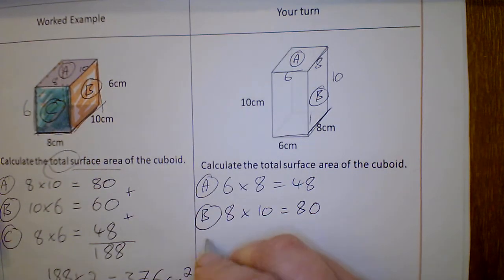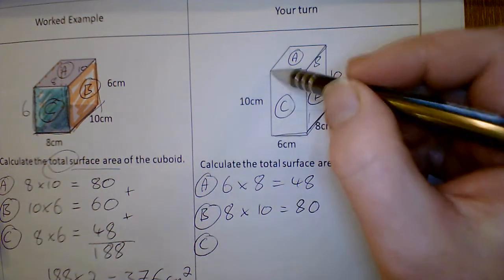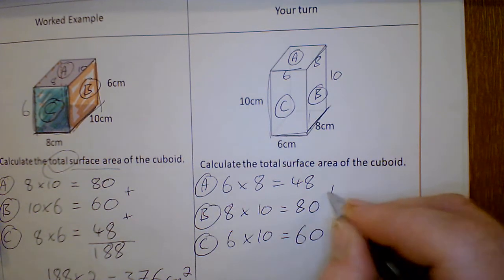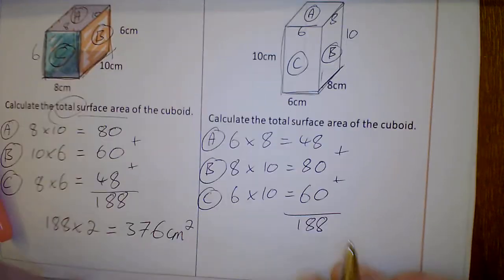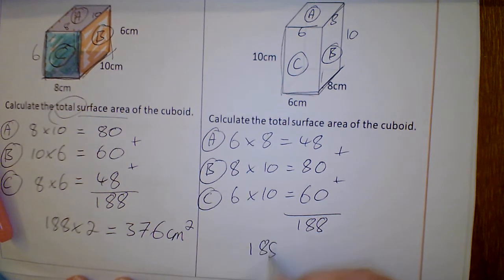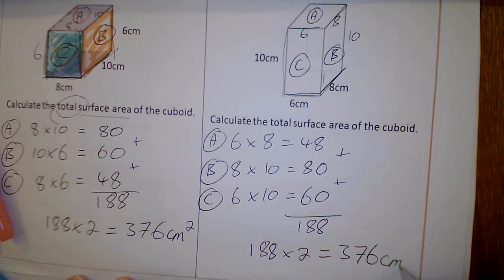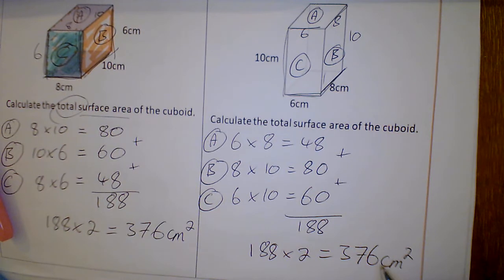And finally, I said front, which is 6 by 10, which is 60. Then add them up, you get 188. Double it, you get 376 centimetres squared. Now the more astute amongst you will have noticed that this is just the same as that cuboid, but it's standing on a different face.